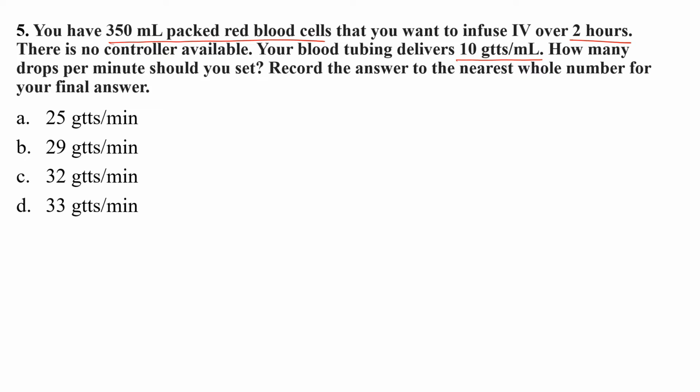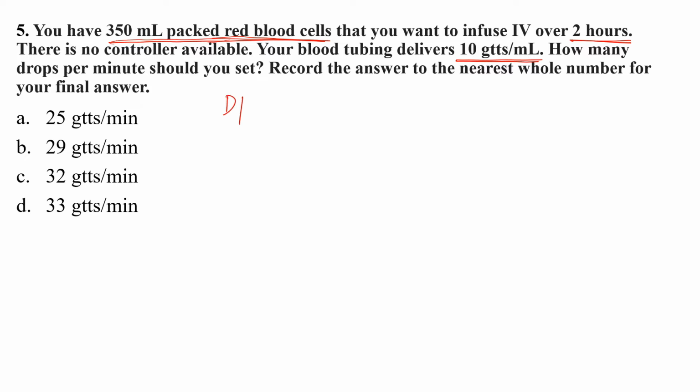Option A, 25 drops per minute, option B, 29 drops per minute, option C, 32 drops per minute, option D, 33 drops per minute. So here the question is given with PRBC, or packed red blood cells, that is 350 ml. For us, what is important is only the volume to be infused, and the time is given as 2 hours, and the drop factor is given as 10 drops per ml.